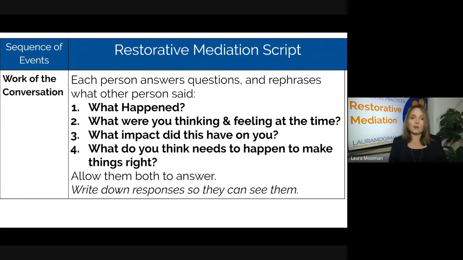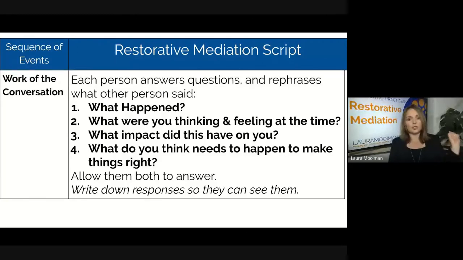Okay, now we get into the solution. We're making a plan now. And the last question is, what do you think needs to happen to make things right? And we'll ask both of them, giving both a chance to contribute. Now, the difference on this last one, where we're making a plan, is you start writing it down. You can have chart paper, you can type, you can write it on paper in front of them. Jot down what they're saying.